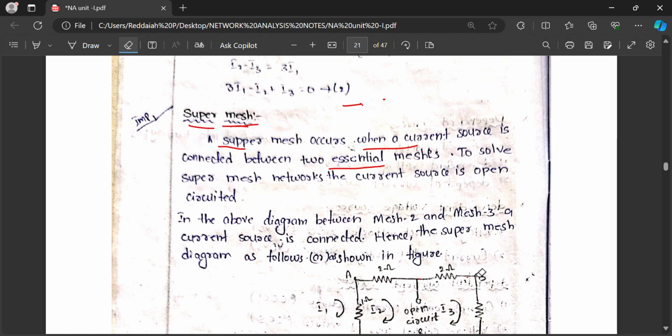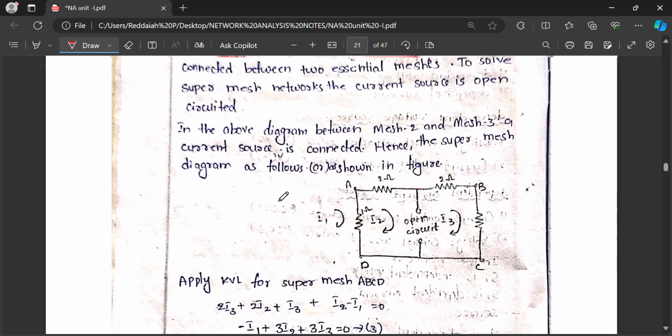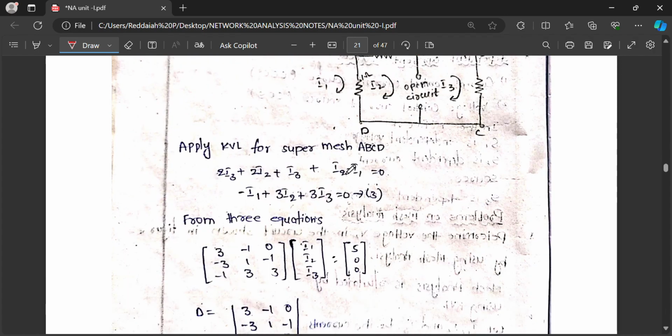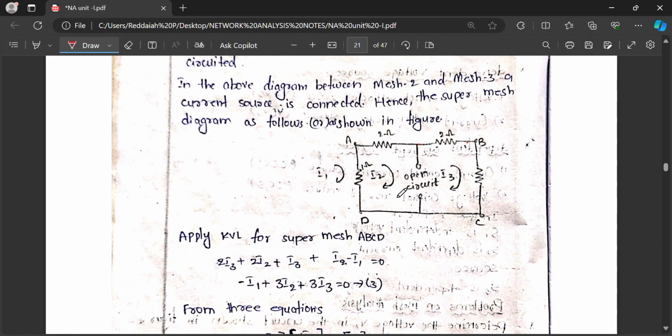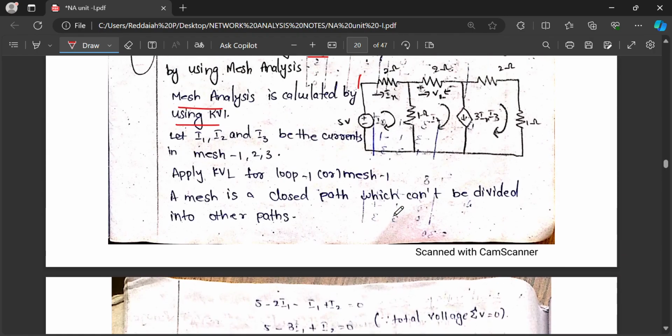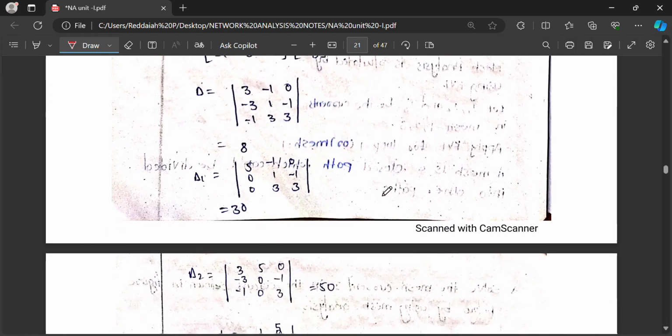Similarly, a super mesh occurs when a current source is connected between two essential meshes. What is a mesh? What is a loop? A loop is a closed path of the network. A loop which cannot be further divided is called a mesh. Now similarly apply KVL for this loop, open circuit this one because we have a current source.